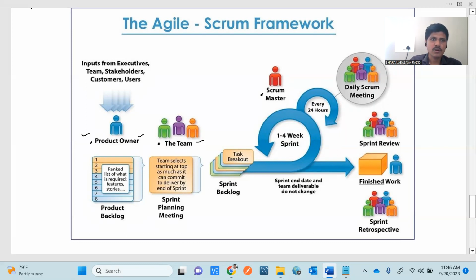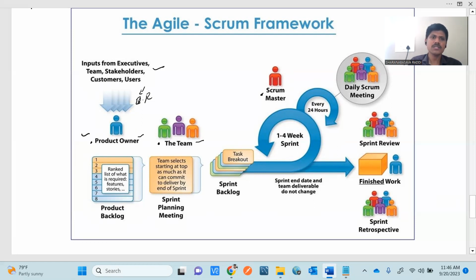Okay, product owner is the person who interacts with the client, customer, or stakeholders. So he interacts with the customer or the client or the stakeholder, and he will try to get the inputs, or he will collect the business requirements from these stakeholders or the clients. Okay, product owner communicates with the stakeholders or the client or the customer and collects the business requirements.